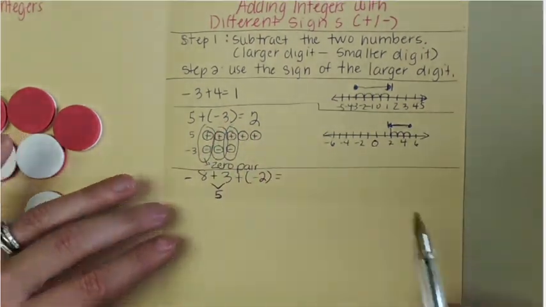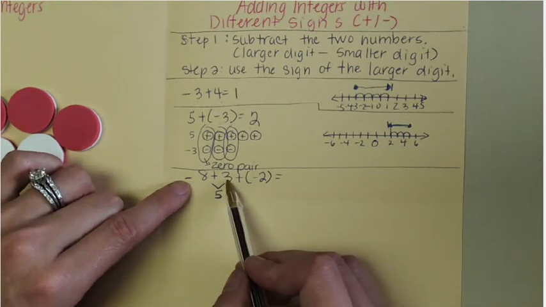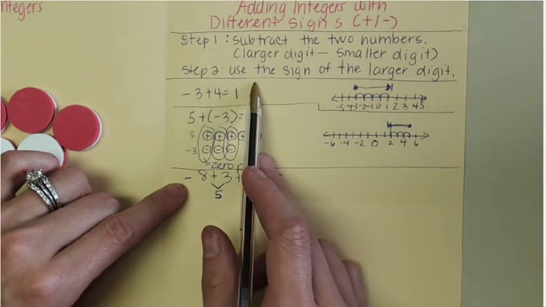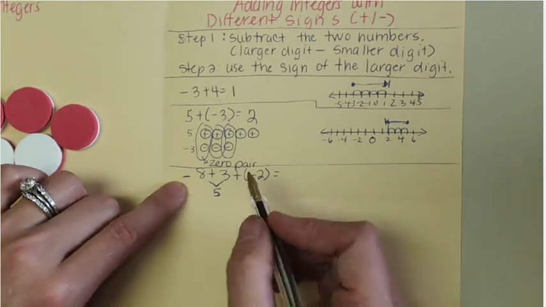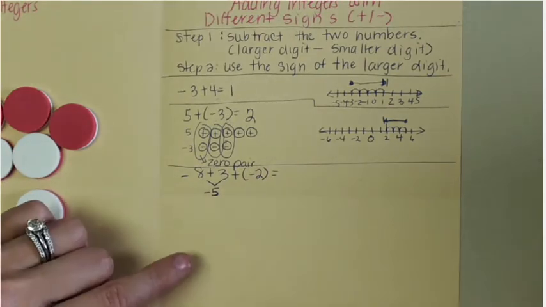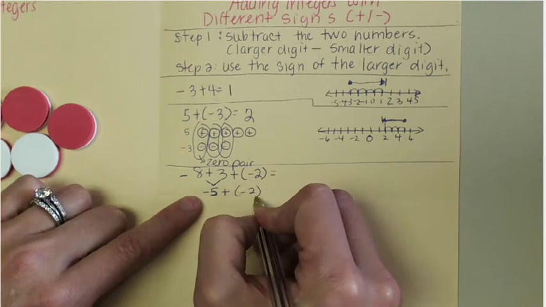Now let's pick out whether it's negative or positive. Well there's an 8 and it's negative, and there's a 3 and it's positive. 8 is obviously larger, so step 2 says use the sign of the larger digit. So this answer is negative 5. So now I've kind of narrowed the problem down to just negative 5 plus a negative 2.